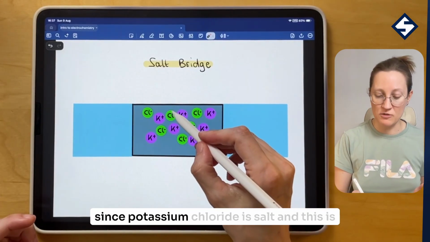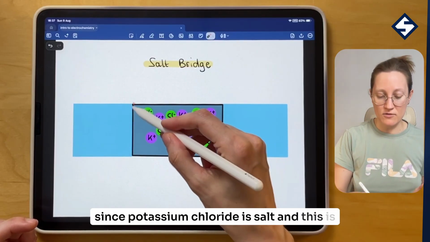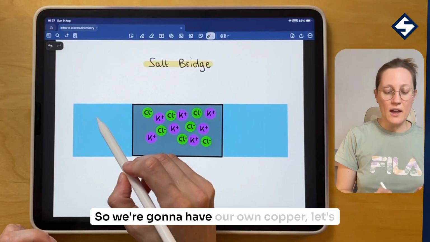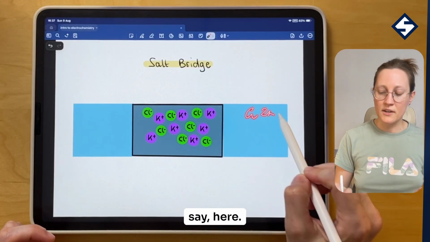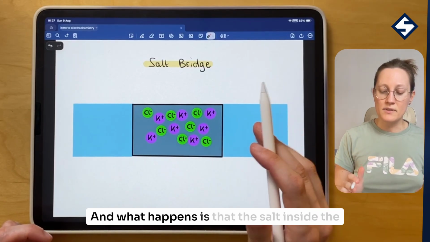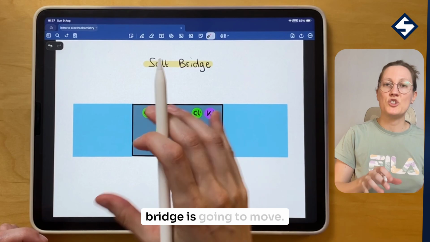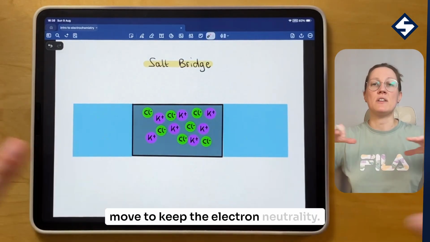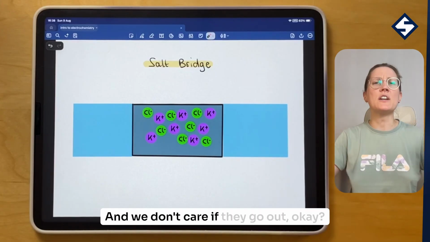And since potassium chloride is salt, and this is kind of a bridge, this is called a salt bridge. Brilliant. So we're going to have our own copper, let's say here. And what happens is that the salt inside the bridge is going to move. So the ions inside the bridge are going to move to keep the electroneutrality, okay? And we don't care if they go out, okay?